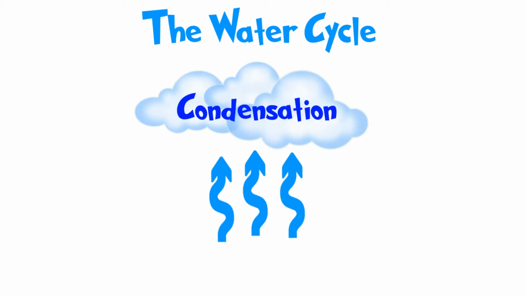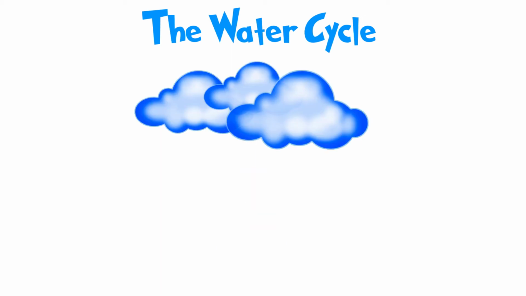When too much water vapor is turned back into liquid, or condensed, the clouds become very heavy, and the air can no longer hold up the droplets. This is when the water droplets fall, once again, back to Earth as precipitation.